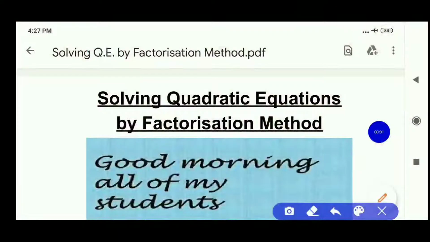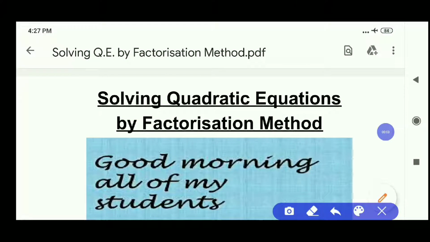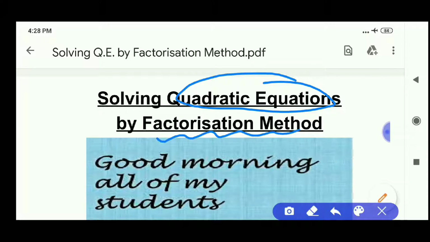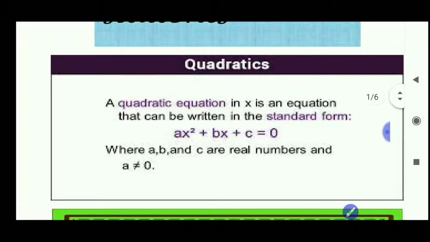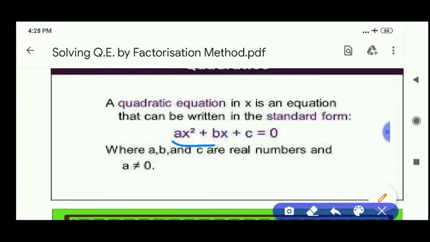Good morning, students. Today's topic is solving quadratic equations by factorization method. What is a quadratic equation? The equation of the form ax square plus bx plus c is equal to 0, where a, b, c are real numbers and the condition is a not equal to 0. Such equations are called quadratic equations.